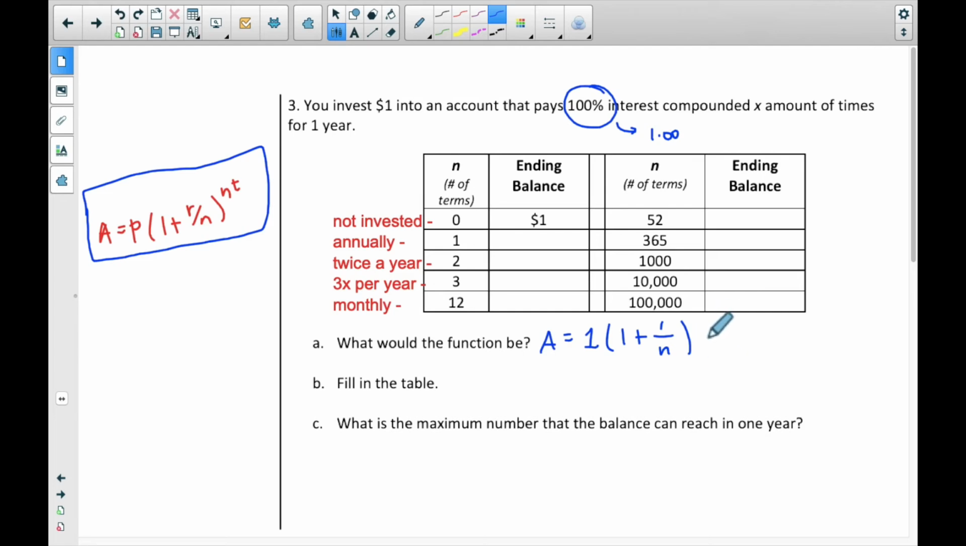And then on the outside, it's n times t, but we're talking about 1 year. Exactly 1 year. So it's going to be 1 times n. Well, I can call it 1n, or I can just call it n, right? So that's the same thing. Okay, now we're ready to go to our calculator and put this into our calculator.